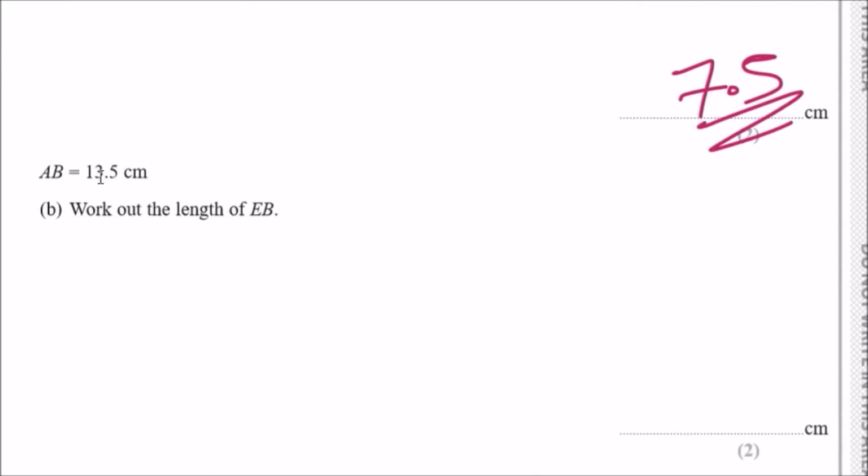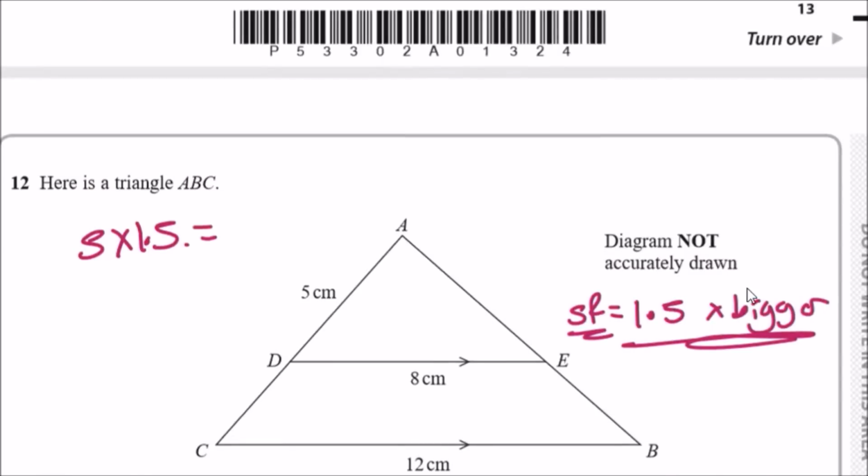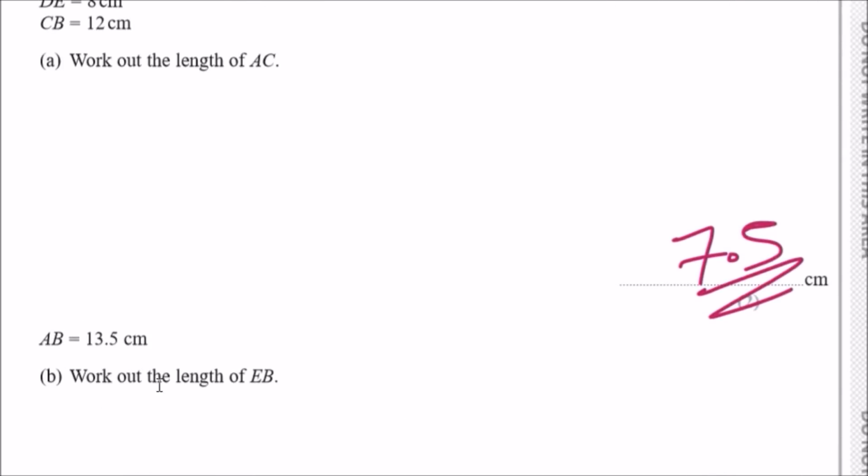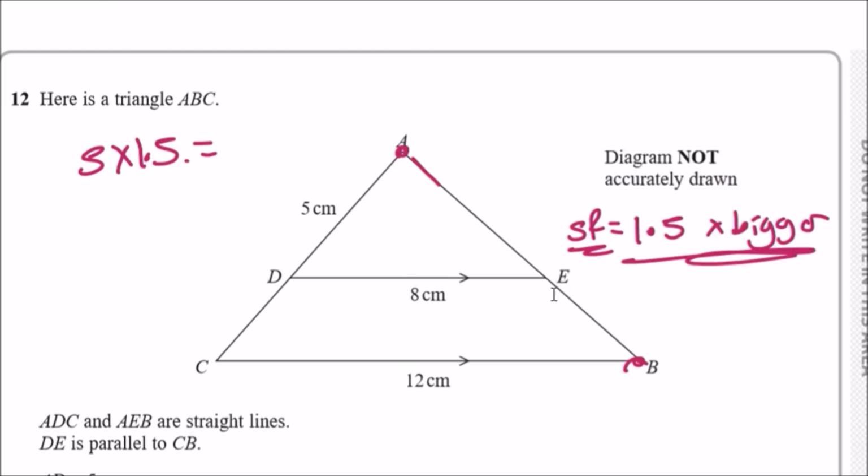Now it tells you that AB equals 13.5. So AB, the long length from here all the way to here, is 13.5. Work out EB, so work out the extra gap. Once again, we do the same thing. We know that the long length here is 13.5.